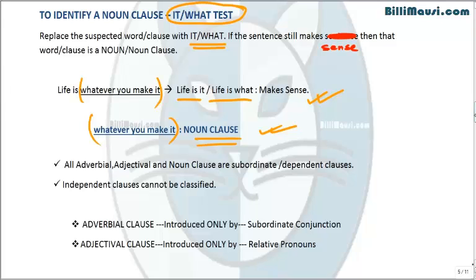You can make another small note that an independent clause cannot be classified. However, a dependent clause can be classified under 3 subheadings which we have already completed. You can make a note of another 2 postulates which I have already discussed: an adverbial clause can only be introduced by a subordinating conjunction and an adjective clause can be introduced by only a relative pronoun.